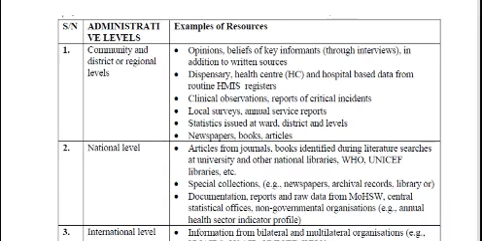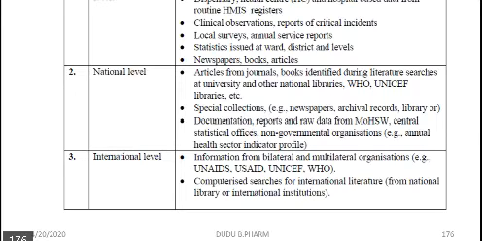Articles, etc. When you go to national level, for example, articles from journals and books identified during literature searches at universities and other national libraries, WHO and UNICEF libraries, etc. Special collections, for example newspapers, archive records, library or documentation, reports on raw data from the Ministry of Health, central statistical offices, non-government organizations, for example annual sector and indicator profiles, etc. To international level: information from bilateral and multilateral organizations, for example UNAIDS, USAID, UNICEF, WHO, etc. Computerized searches for international literature from national libraries or international institutions.